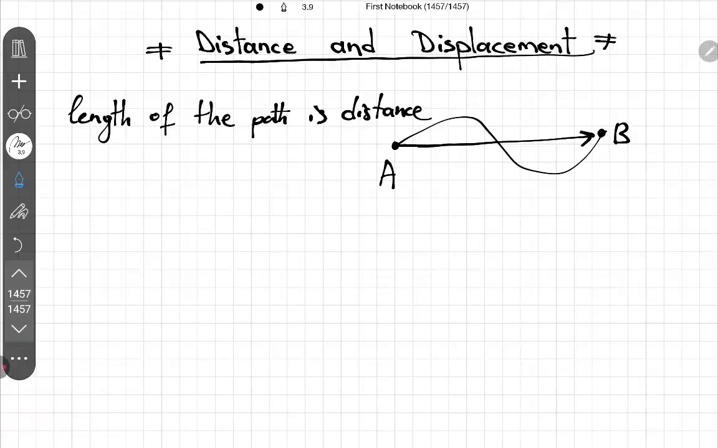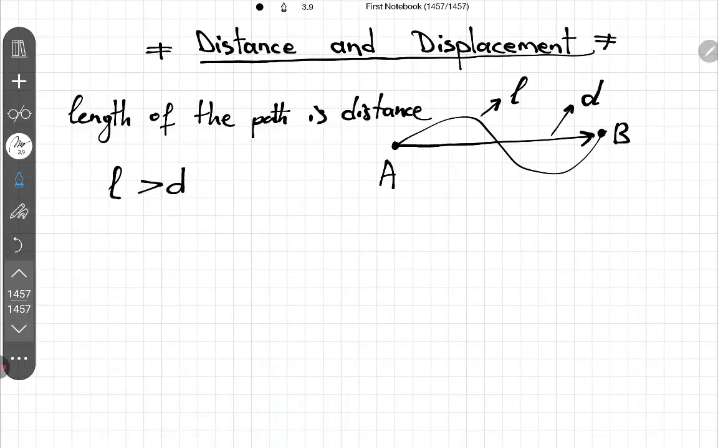Let's represent the distance and displacement by using letters. Let's say that the distance is represented by L as the length, and let's say that the displacement is represented by D. So this one is D. And as you see from the picture, which one is greater? Of course, the length of the path, the distance, is greater than the displacement. So we can easily write down that L is greater than D.